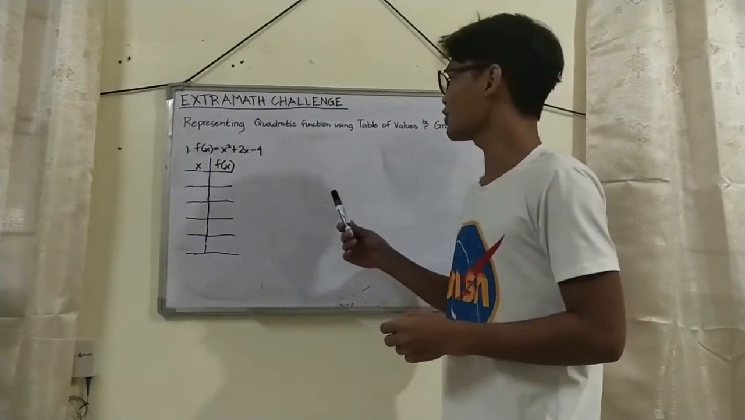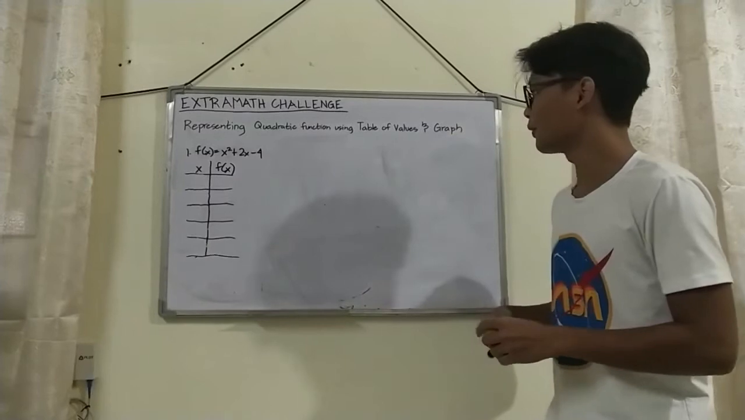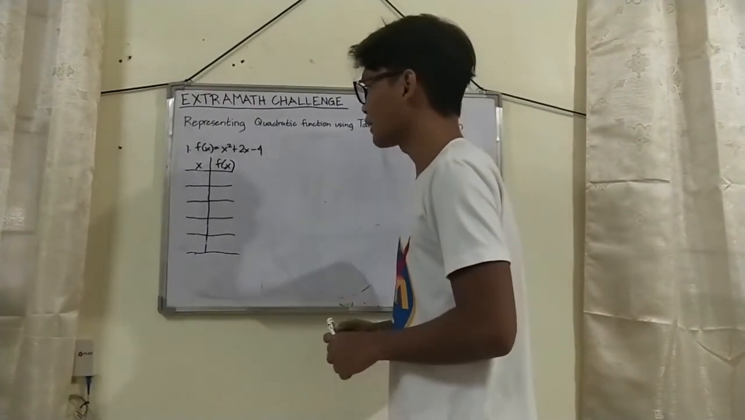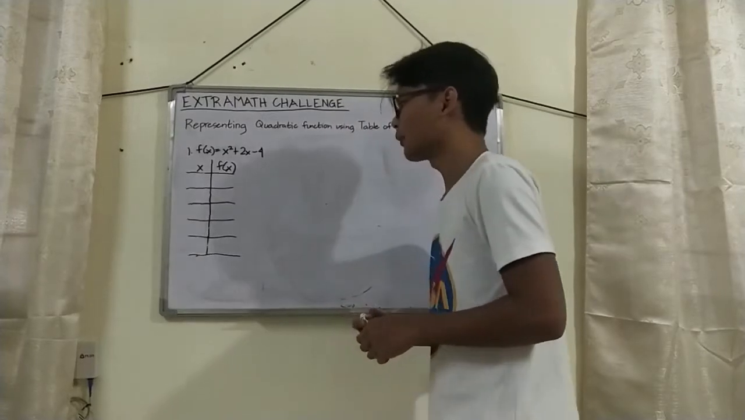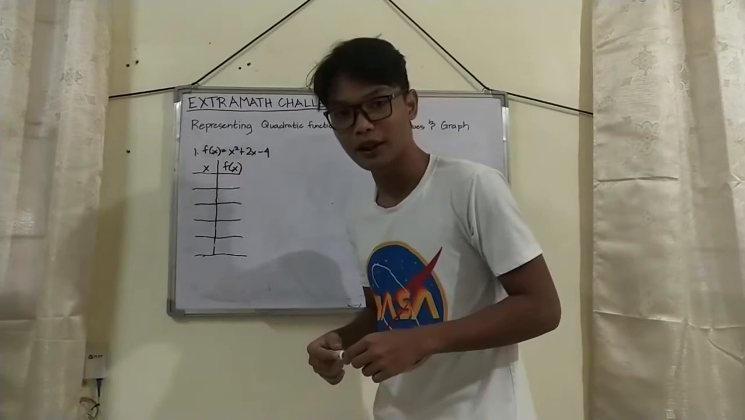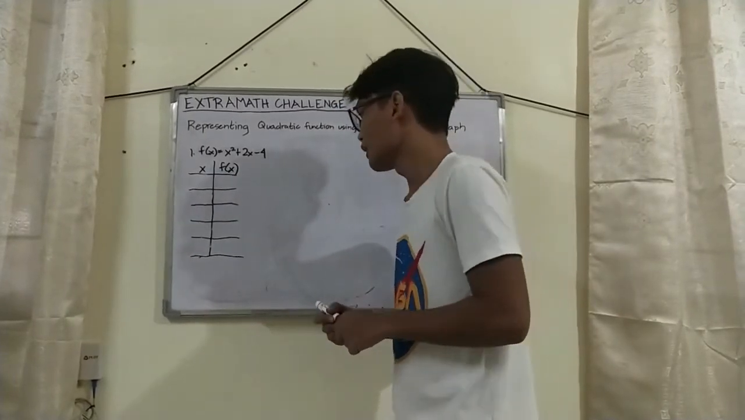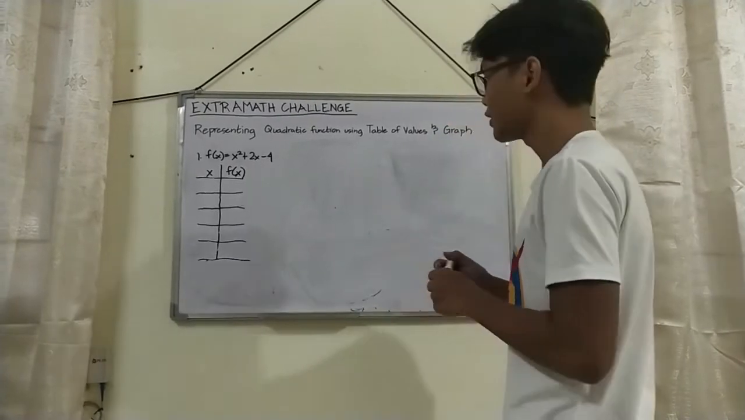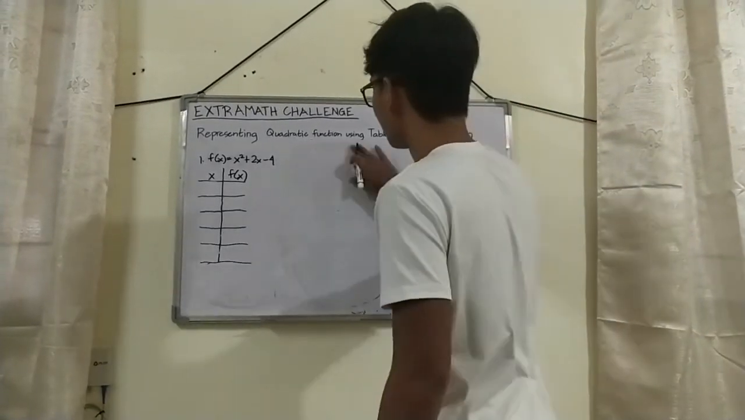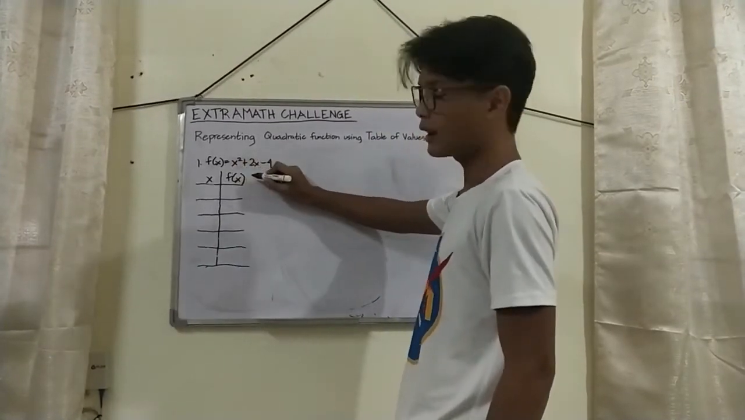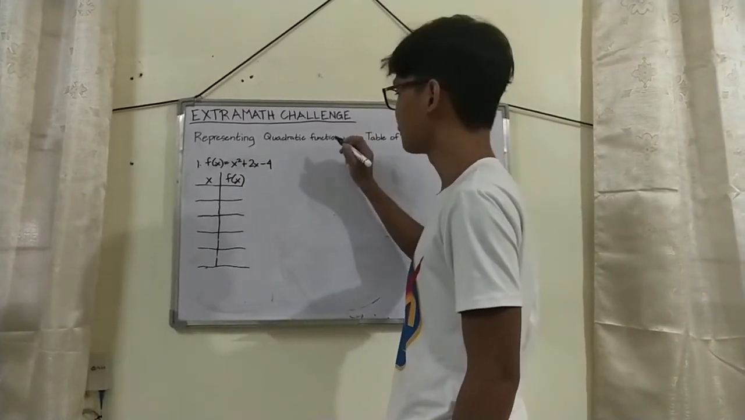Representing a quadratic function using a table of values and graph. We have here a quadratic function f of x is equal to x squared plus 2x minus 4. First, we will need to find its vertex. I am going to transform this quadratic function into its vertex form.